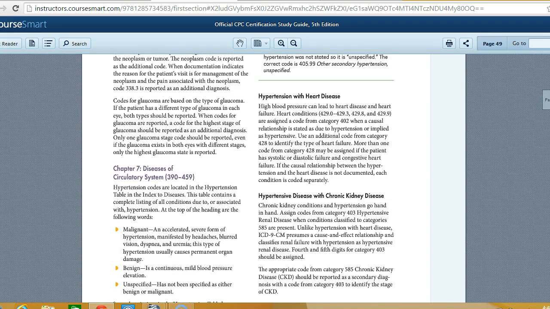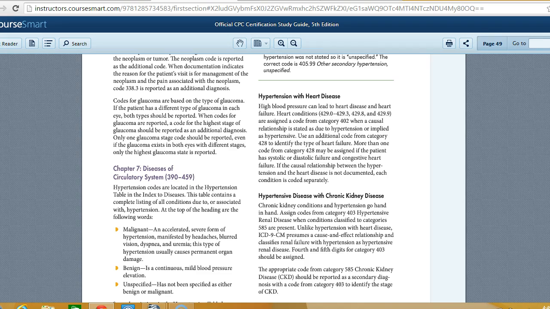Diseases of the circulatory system. This is where our hypertension is. And you know that the hypertension that our doctors usually say is 401.9. Basic hypertension, that's all they say is hypertension. If we need to code benign or malignant, the doctor has to state as such that it's malignant or that it's benign. Otherwise, we code the unspecified hypertension.